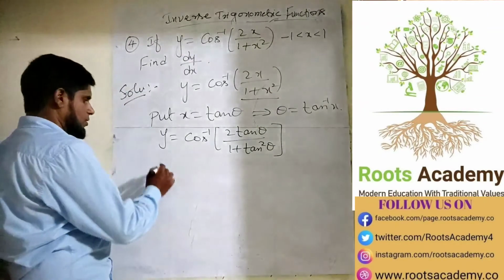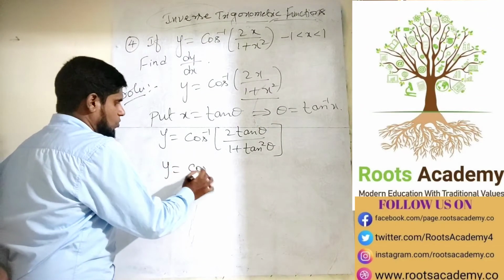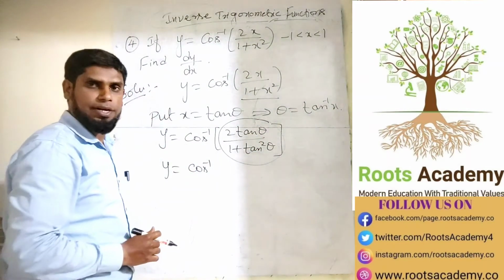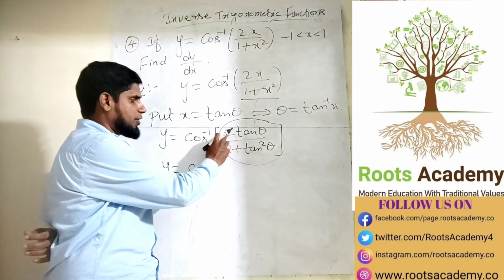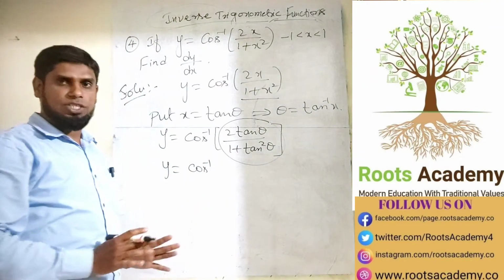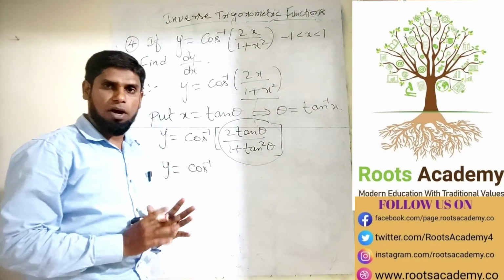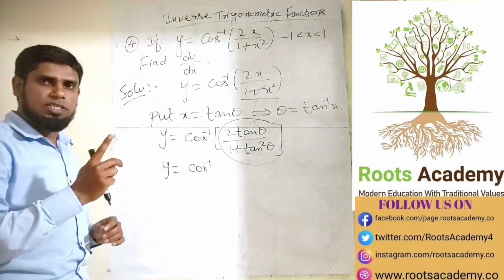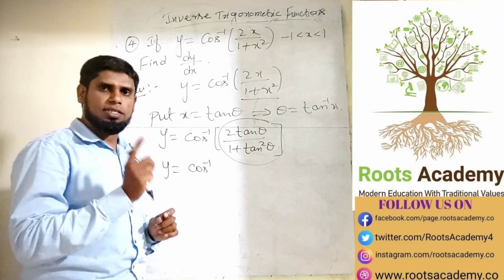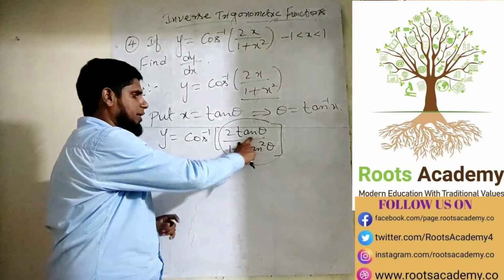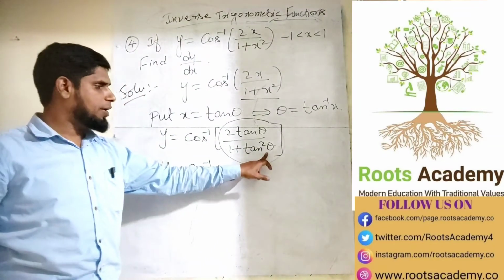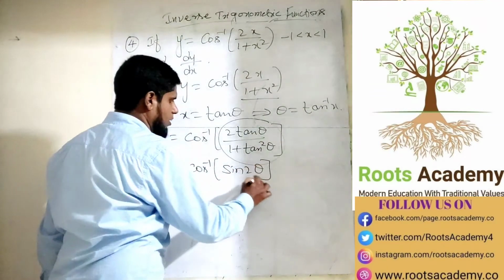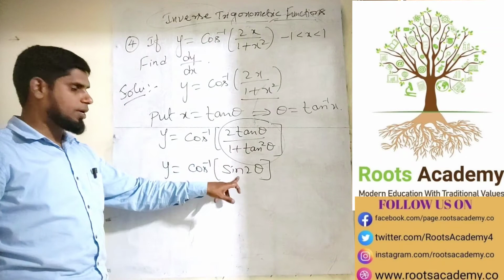Now see here, y is equal to cos inverse, then this is the direct formula of sin 2 theta. In our first PUC trigonometry, we derived multiple angle formulas. There we studied that sin 2 theta has two formulas. First is 2 sin theta into cos theta, and the second formula of sin 2 theta is 2 tan theta divided by (1 plus tan square theta). So this is the direct formula of sin 2 theta.